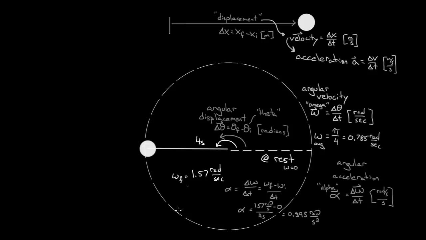So recapping, the angular displacement represents the angle through which an object has rotated. It's typically measured in radians, and it's represented with a delta theta. The angular velocity represents the rate at which an object is rotating. It's measured in radians per second, and it's represented with a Greek letter omega. And the angular acceleration represents the rate at which an object is changing its angular velocity. So if an object rotates at a constant rate, there's 0 angular acceleration. But conversely, if an object's rotation is speeding up or slowing down, there must be angular acceleration. It's measured in units of radians per second, or radians per second squared, and it's represented with the Greek letter alpha.